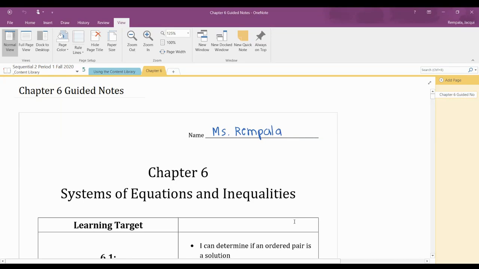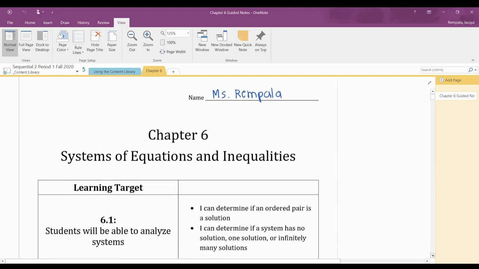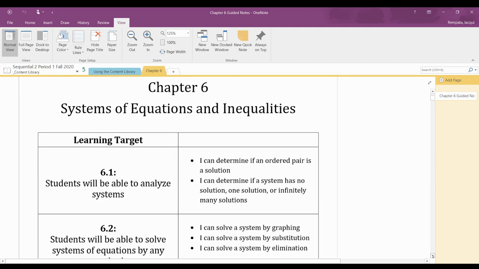Hi, today we are going to start looking into the lesson for chapter 6. I just want to show you really quick. If you did print out the guided notes, then you'll see this is the first page. For those that didn't, that's fine. I just want to let you know really quick what the chapter is all about.